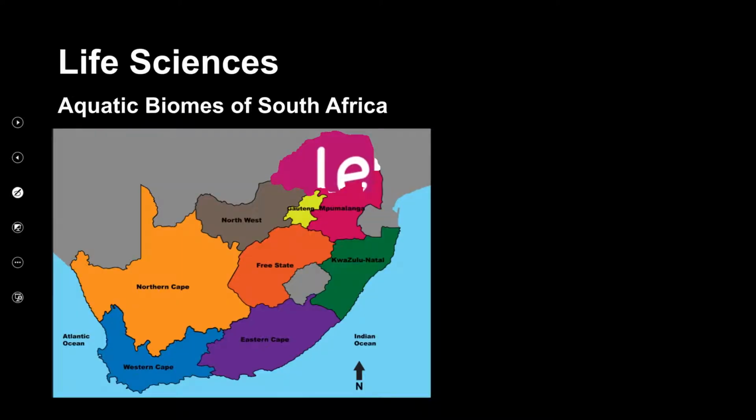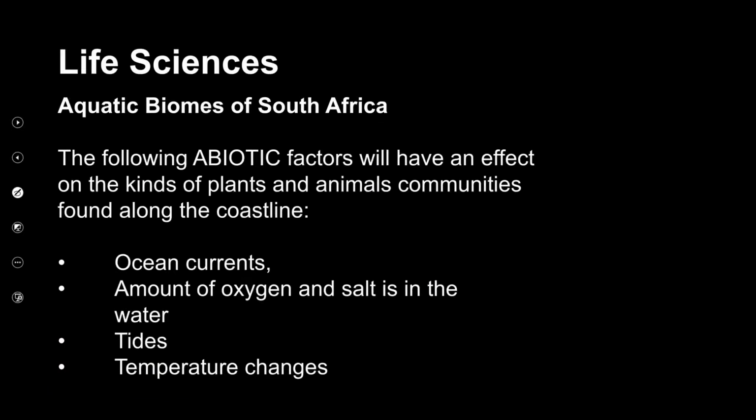So when we look at South Africa, we can see that you've got a predominantly coastal area that covers over 3,000 kilometers. And so we've got the Atlantic Ocean along the western coast, and the Indian Ocean along the eastern coast. These typical coasts have different types of water that enter these areas, and we're going to look at that in a little while.